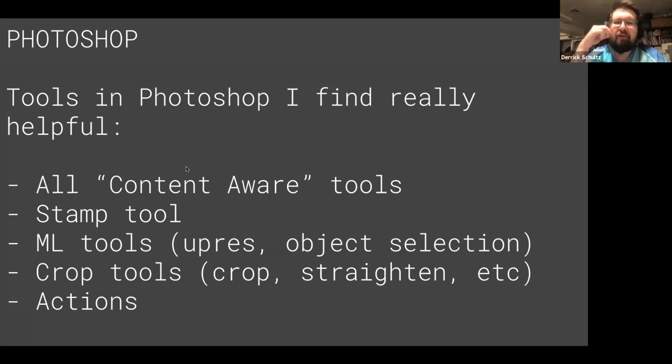So some tools that I find in Photoshop that are really, really helpful and much better than trying to do it in Python or whatever. Here's a list of them. So any of the content-aware tools. There is content-aware fill, there's content-aware scale, there's a couple other content-aware tools. You might think that those are machine learning tools, and they're actually not. They are really, really smart algorithms.